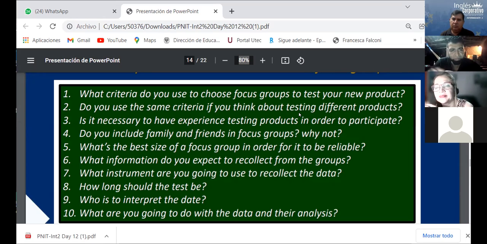Number five is what are the best signs of the focus group in order for it to be reliable? It depends on the new product or improved product. But in the method of the focus group, do you know if there is a specific range of size? The number of participants, maybe a range between 5 and 25.